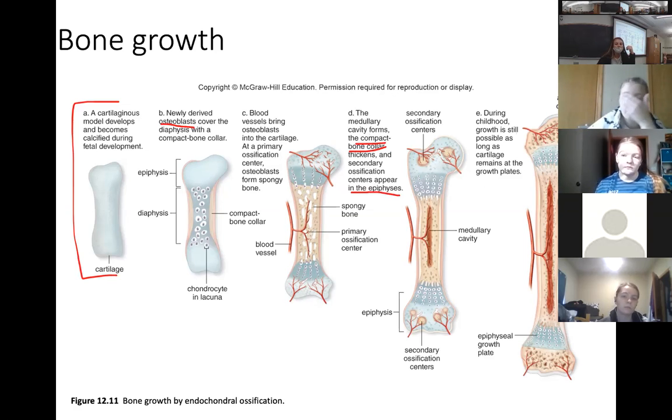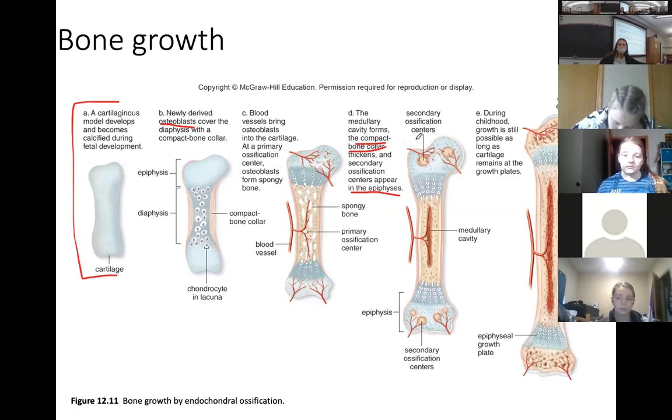And then it says during childhood, growth is still possible as long as the cartilage remains at the growth plates. So maybe, and this is kind of situational, somebody goes to the doctor, they can tell by the growth plates whether or not somebody is still growing, or has the potential to grow. Think about the development of a newborn baby to a 10-year-old child, or even a 15-year-old young adult, teenager, whatever you want to call that. There's a lot of growth and development that happens in that time, so our bones need to be constantly adapting and changing to those structural growths, the growing pains, essentially.